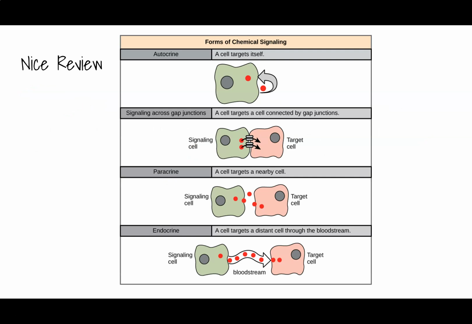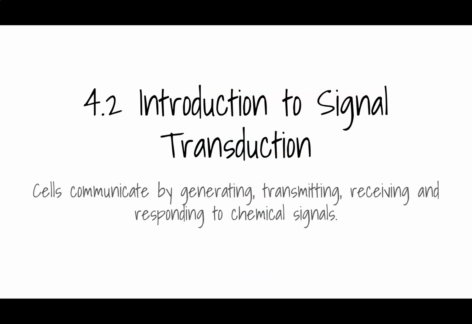Nice little review here. Autocrine goes to yourself. And this here, I don't know why they don't have it there, is your juxtacrine. This here is your paracrine. This here is your endocrine. And again, a nice little review. It has all of the things that you need.